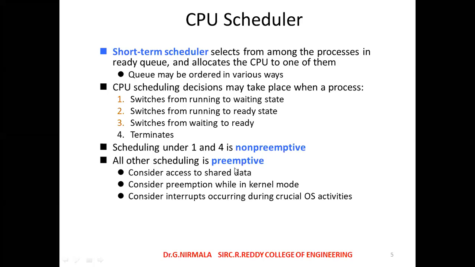All other scheduling is preemptive. Means 2 and 3 are preemptive. Listen to this: if it switches from running to ready, then again the CPU will move to some other process. That is called preemptive. If it switches from waiting to ready, then the CPU will be in execution of some other job, so it is also a preemptive scheduling algorithm.